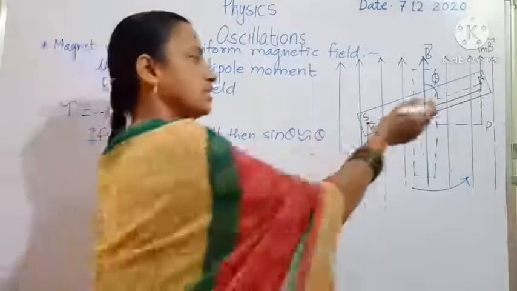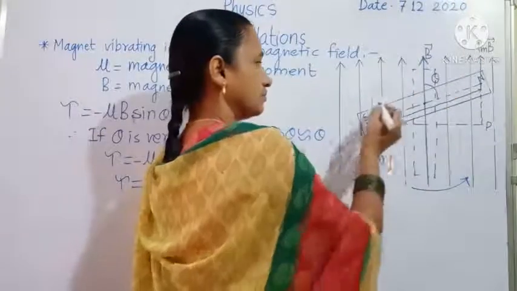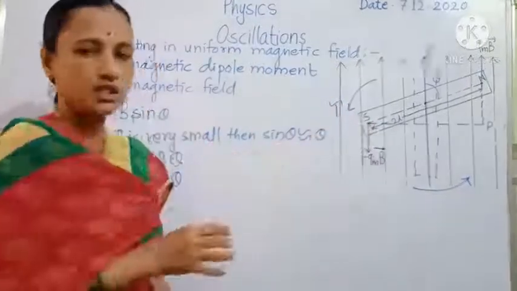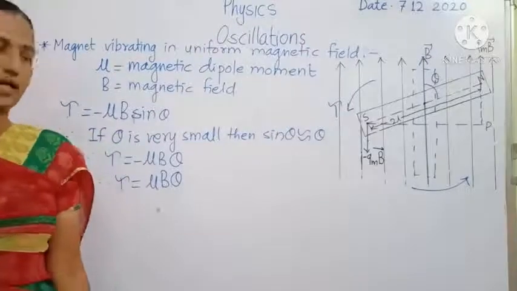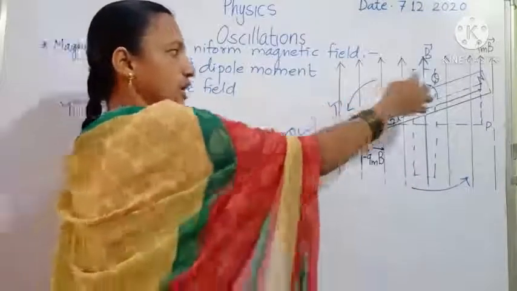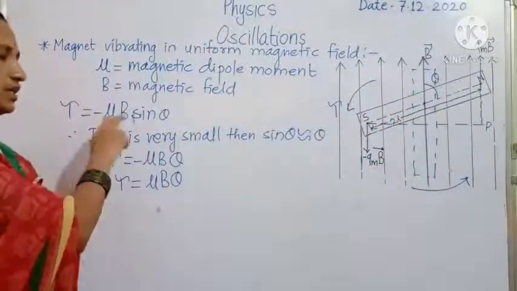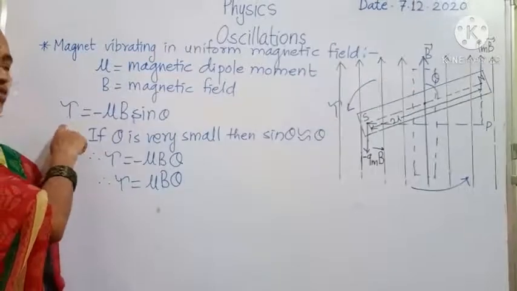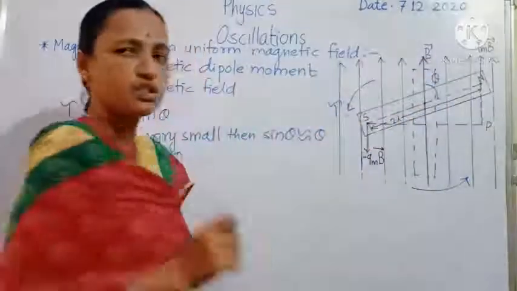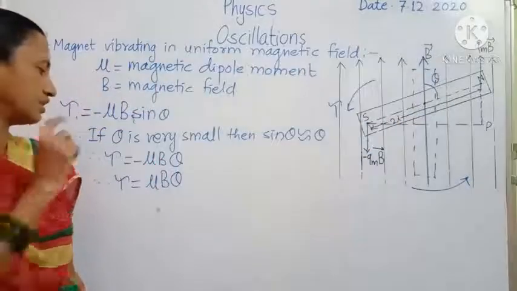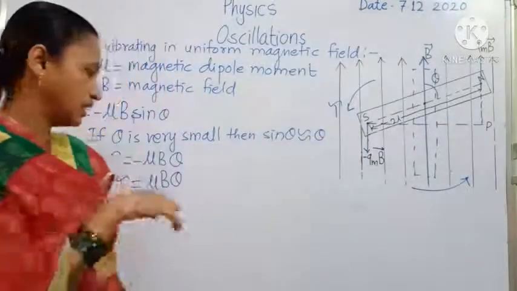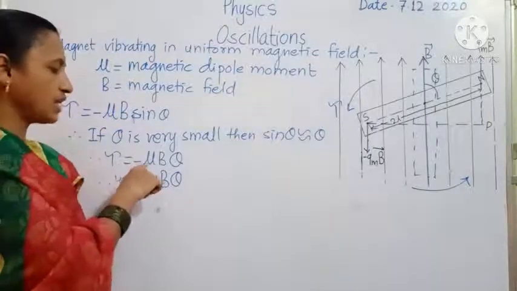If this theta is in a clockwise direction, the torque acting on the bar magnet is in the opposite direction. So this torque and this angular displacement are oppositely directed. Therefore, tau is equal to minus mu b sin theta. If theta is very small, sin theta is nearly equal to theta. Hence the equation becomes tau is equal to minus mu b theta.